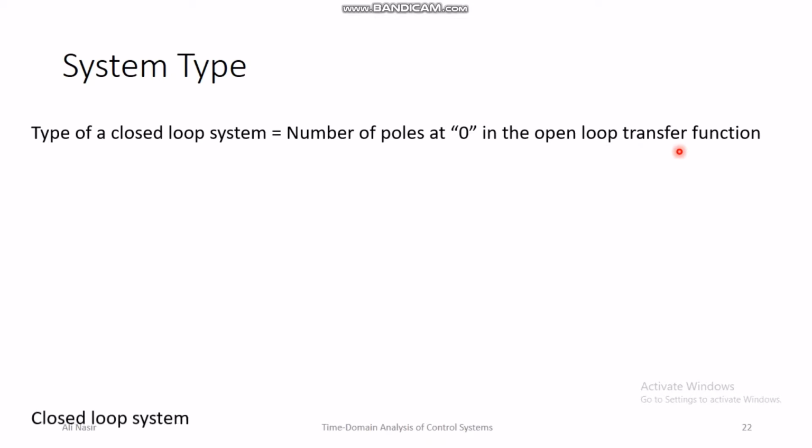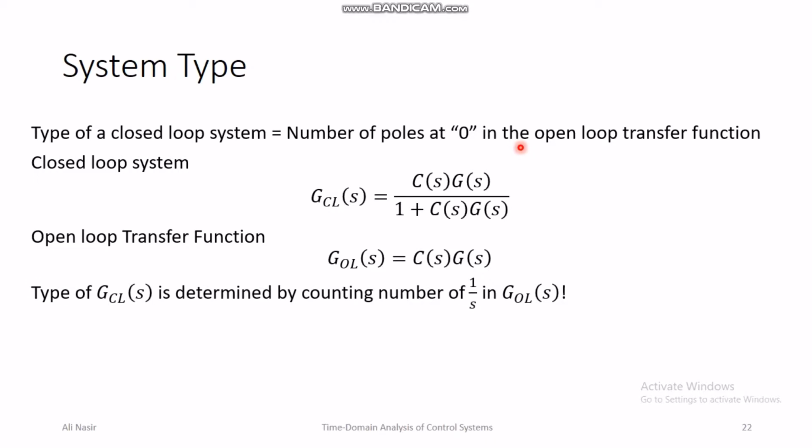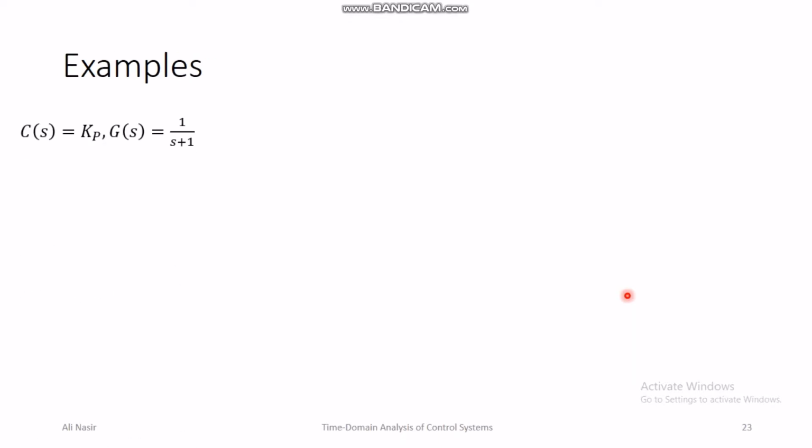So the closed loop system is C(s)G(s) over 1 plus C(s)G(s), and the open loop system is C(s)G(s). The type of this system is determined by the poles of the open loop system, and in general the type is equal to the number of poles at s equal to 0. This type is determined by counting the number of 1 over s factors in the open loop G. For example, if C(s) is equal to Kp and G(s) equals 1 over s plus 1, there is no 1 over s in this system, so the type is 0.